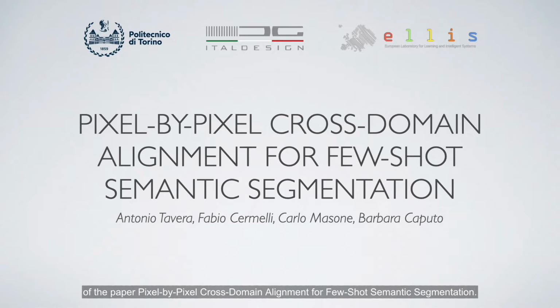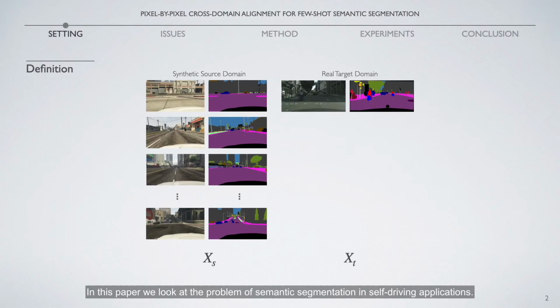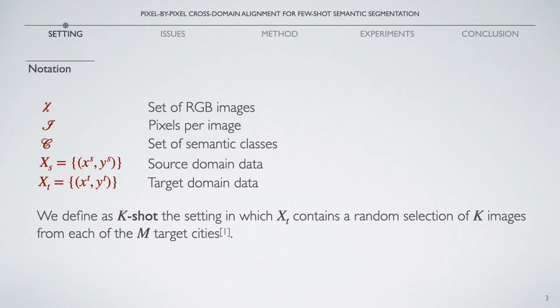Pixel by Pixel: Cross-Domain Alignment for Few-Shot Semantic Segmentation. In this paper, we look at the problem of semantic segmentation in self-driving applications. Since data annotation is time-consuming and costly, we consider the few-shot setting in which just a few annotated images from the real target domain are needed.